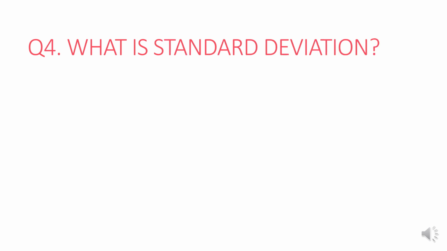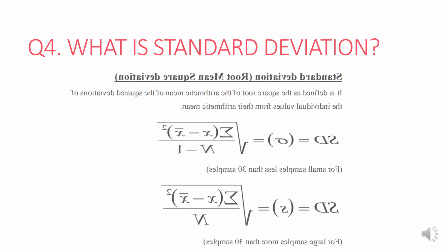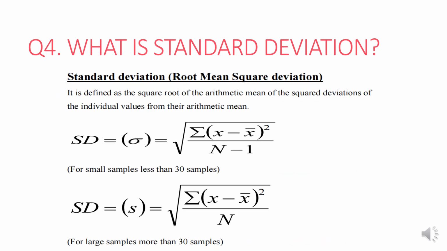Fourth question is, what is standard deviation? It is defined as the square root of the arithmetic mean of the squared deviations of the individual values from their arithmetic mean. Here is the formula.